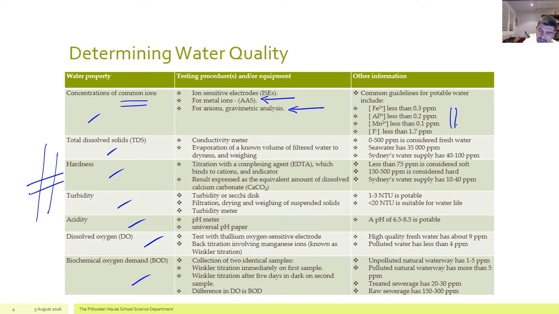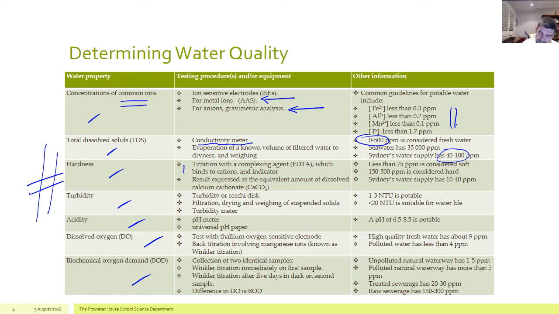Total dissolved solids are often measured with a conductivity meter, and again you can just do an evaporation step: if you've got a certain amount of water and you weigh the amount of evaporate that's left afterwards, whatever residue is left in the evaporating basin gives you a measure of how much total dissolved solids. It's not identifying what those ions are, it's just telling you how many there are. Less than 500 parts per million is considered to be fresh water. The Sydney water supply is considerably less than that, between 40 and 100, and seawater is 35,000. So you can see a very big difference in those.